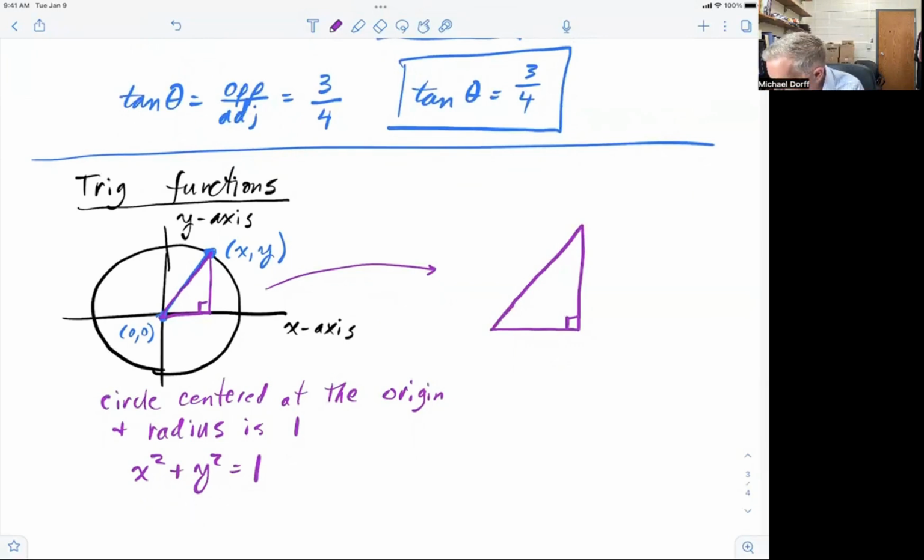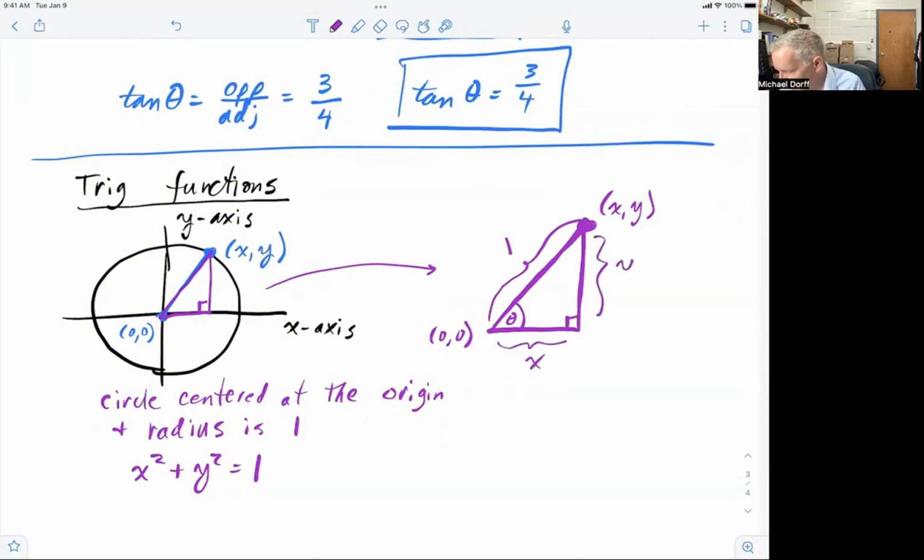Going back to my triangle here on the right side, my right triangle, here's my angle theta, here's my point x comma y, and this is my point 0. This is the hypotenuse, and because it's a circle of radius 1, this has length 1. And because this point on the top part of the triangle is x comma y, the length on the bottom is x, and the length going up, the height, is y.